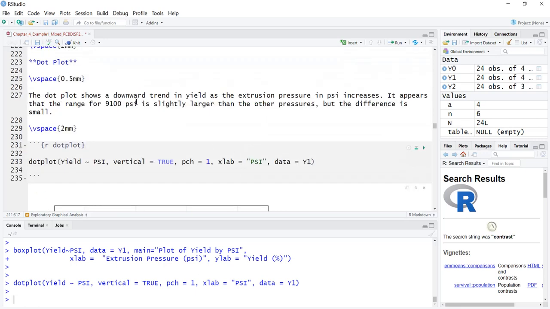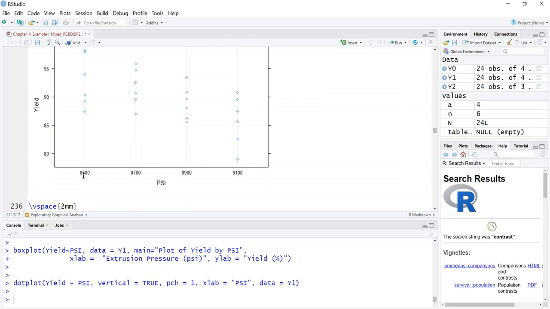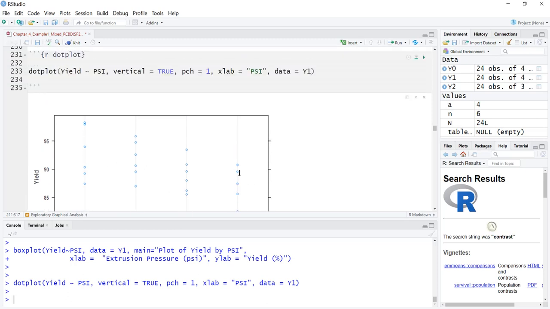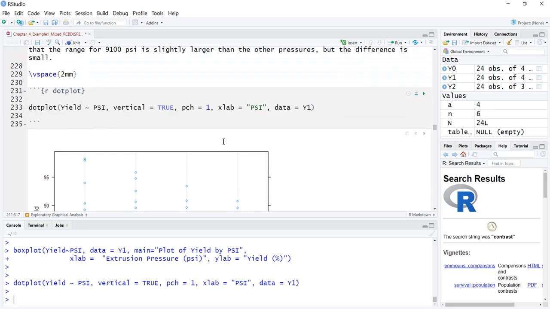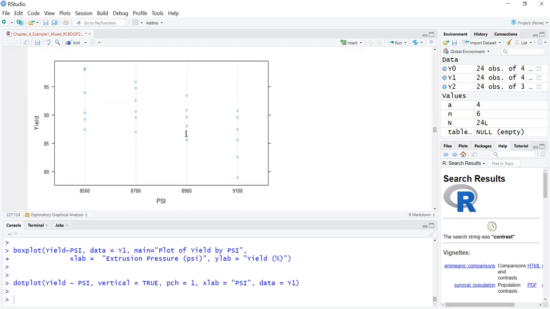So what I'm going to do if I use a dot plot is say it shows the downward trend in yield as extrusion pressure in PSI increases. Again, if these values were just, you know, cats, dogs, this, that, then you couldn't say that. But in this case, they're meaningful numbers, so you can say it. And then I'm going to talk about the ranges. It appears that the range for 9100 psi is slightly larger than the others, but the difference is fairly small. If you notice, there's not a big difference. So this doesn't suggest that the assumption of equal variances has been violated.